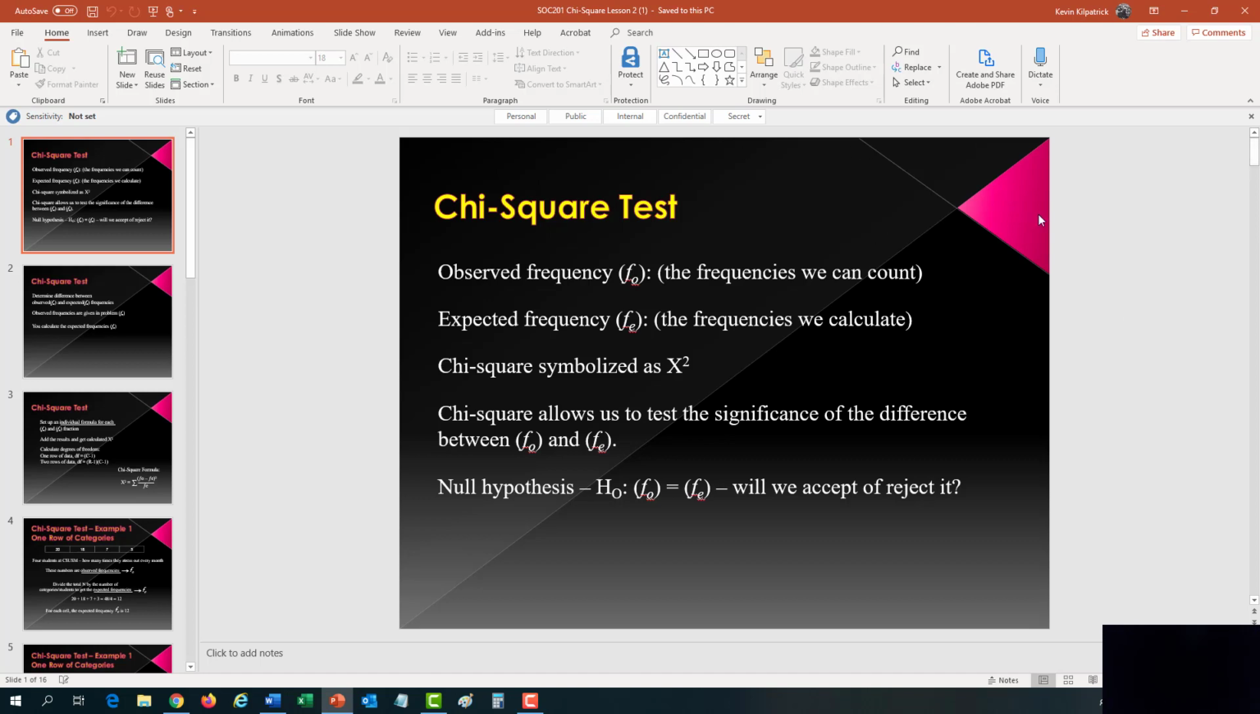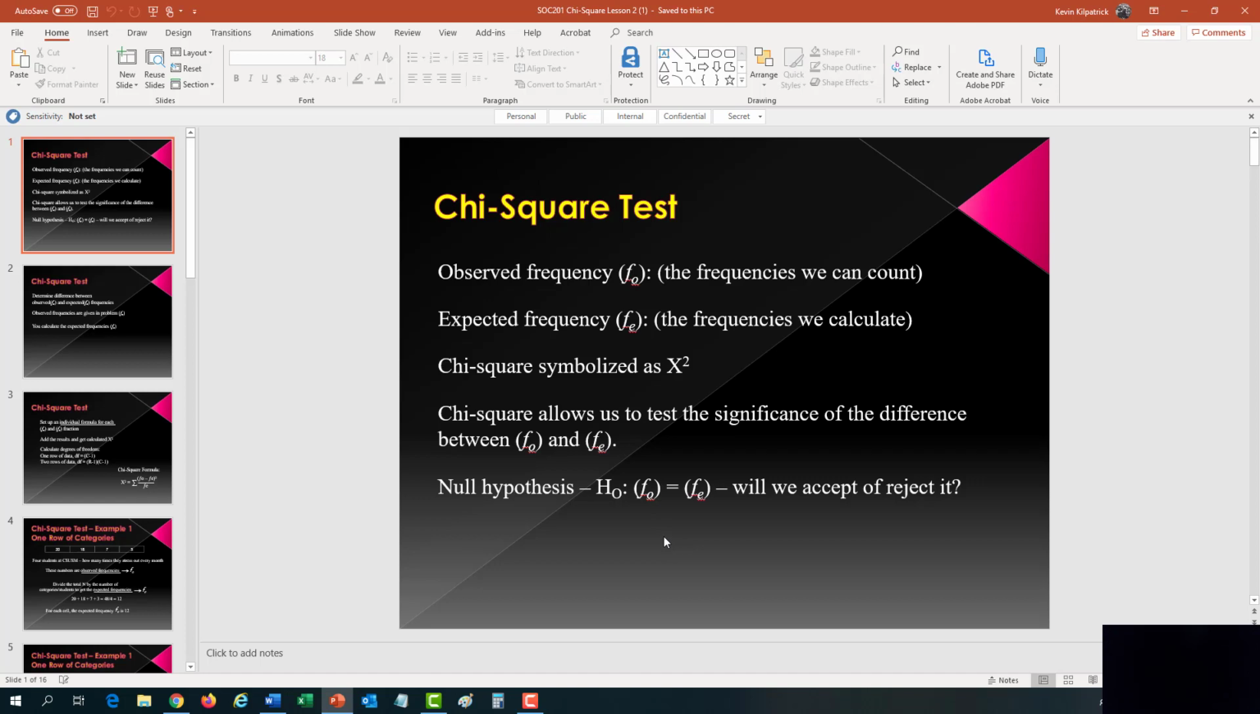Okay, so when you see a problem for chi-square, you're going to see the observed frequencies. Those are just numbers, okay? You're going to have to calculate the expected frequencies, which is really simple to do, in order to work the problem. The symbol for chi-square is just this x squared symbol. And we could see the difference in chi-square as we're working the problem between the observed frequencies and expected frequencies.